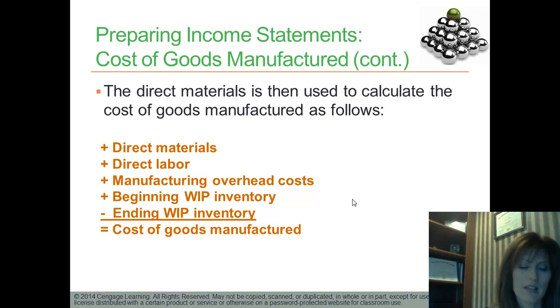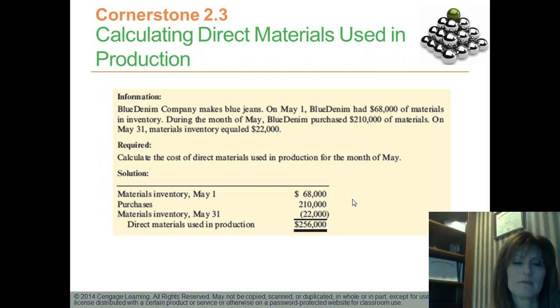And we're obviously going to need this to prepare our income statement. So let's look at this. Back to Blue Denim, they had 68,000 of materials in inventory on May 1st, so that's the beginning inventory. During the month, they purchased 210,000, that's our purchases. On May 31st, their materials inventory equaled 22,000, that's their ending inventory. So we just plug those numbers into the formula. Beginning inventory plus purchases minus ending inventory gives us 256,000 of materials used in production.